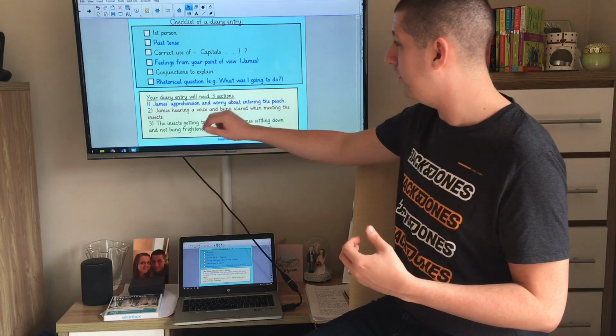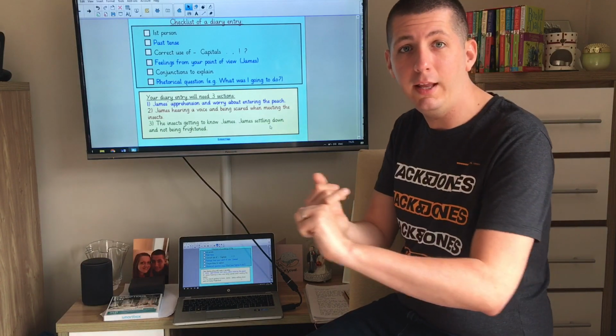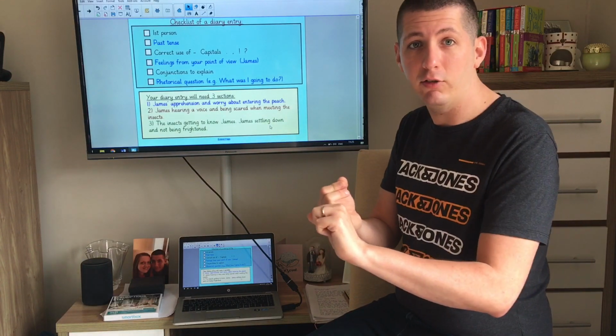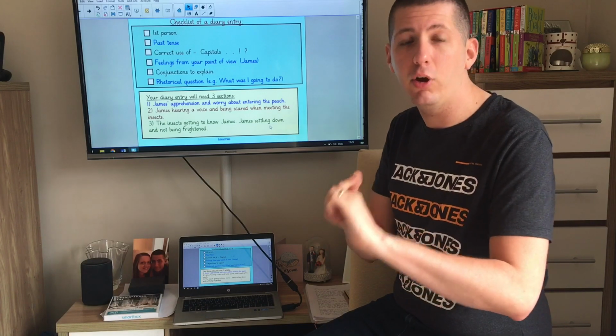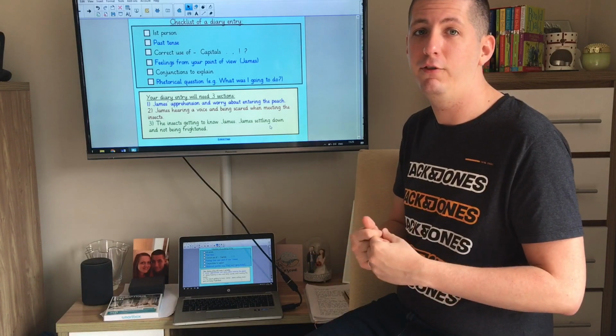And then there's 3 sections for you to write about. His worry about going into the peach, when he goes into the peach and starts to hear those voices, and then getting to know the insects and realise they're not as bad as he first thought.